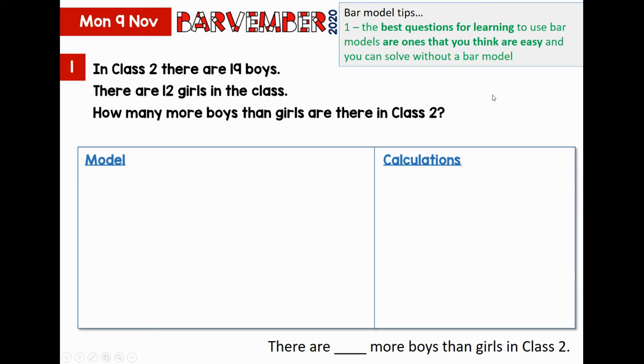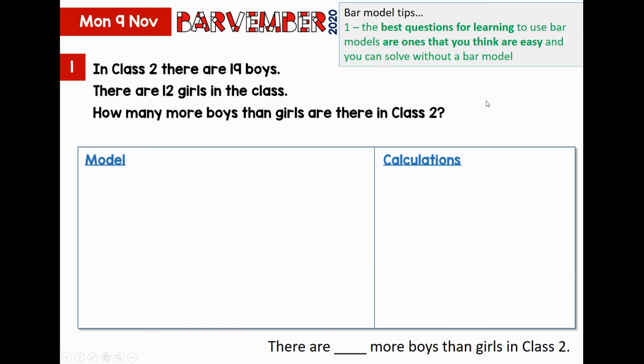Now, I've said throughout last week, and I'll say it again about question 1, the best questions for learning the basics of producing the models are ones that you already know how to do. So don't worry if this is a question you know how to do. The challenge is, can you create the pictorial model properly?